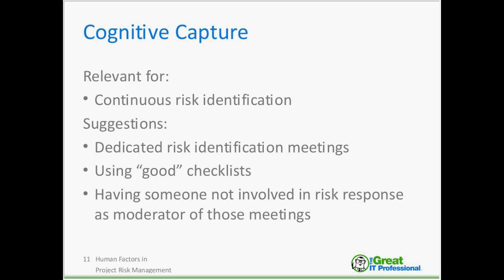This is one suggestion. Another one seems a little bit trivial, but we discover that it works a lot: using a good checklist. I underline the word good, because checklists can help teams in identifying risks. Otherwise, if you have bad checklists, that is checklists that are not able to cover all the topics needed in a specific project, unfortunately you will end up with a very partial list of risks. So good checklists are very useful to decrease cognitive capture.